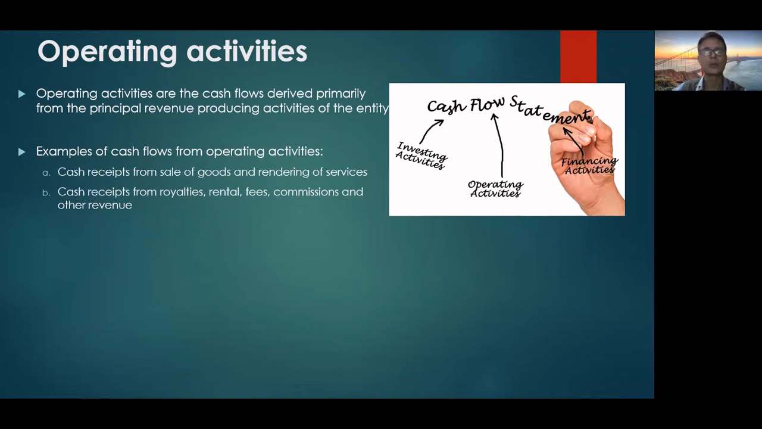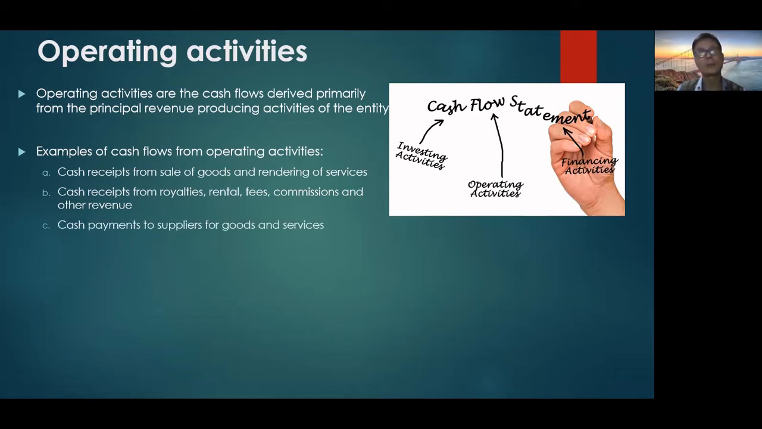Okay, so these are also operating activities, the fees, commission, and other revenues. So they are considered as operating activities. So normally you will find the operating activities in the asset section, particularly the current assets section. While the payments, you will see that in the current liability section.